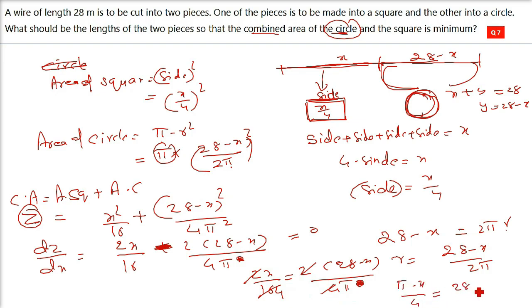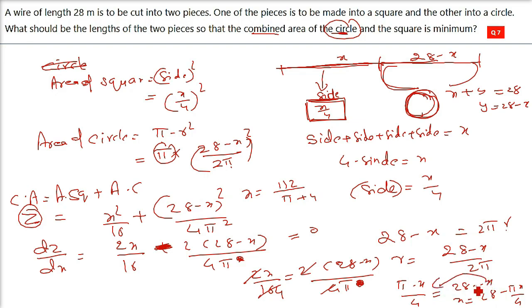So I'm just trying to find out the value of x that will be fed to y, because y has to be computed. That is going to be 28 minus the value which is formed here. So let me write the final value here. I hope you are able to understand all these concepts. After simplification, the final value we are going to get is x equal to 112 divided by pi plus 4, and y can be computed by 28 minus x.